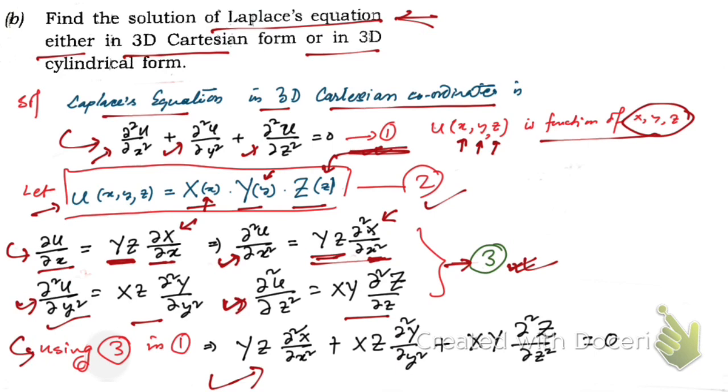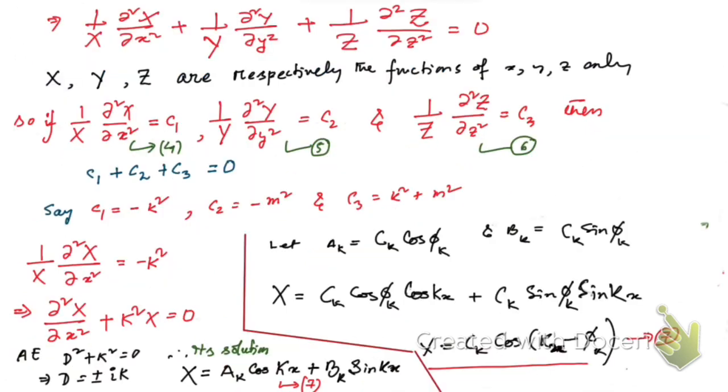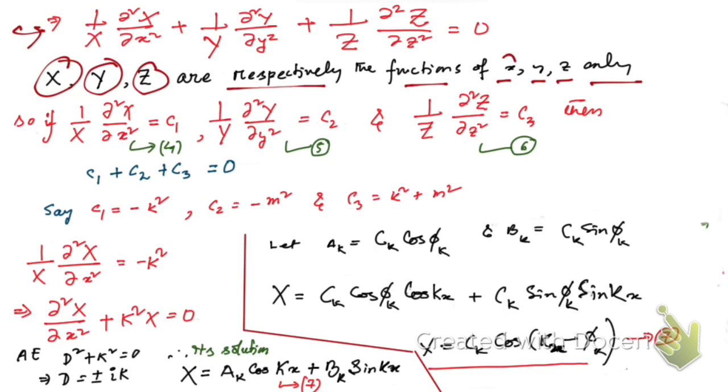Now you see, let us divide each term by capital X, capital Y and capital Z. Then what you will get? Then you get this equation, right? And here capital X, capital Y and capital Z are respectively functions of small x, small y and small z only, so they are independent. Capital X is a function of small x only, capital Y is a function of small y only, and capital Z is a function of small z only.